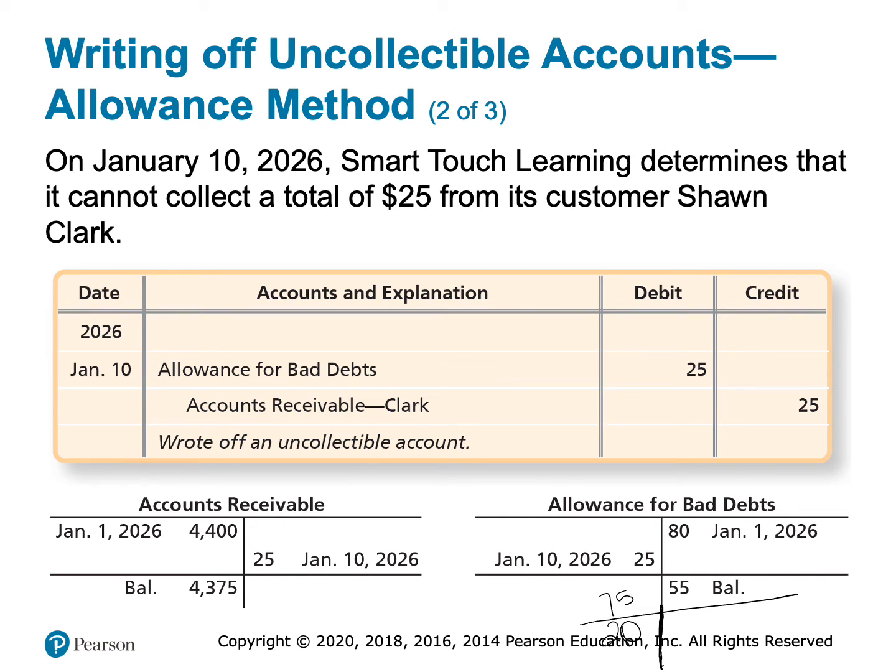If I end up overestimating my allowance for bad debt, so let's say I do have to write off one more account, but it's only for $10. Now allowance for bad debt still has a credit balance of 45. So a credit balance at the end of the year means I overestimated my bad debts. A debit balance means I underestimated my bad debts.